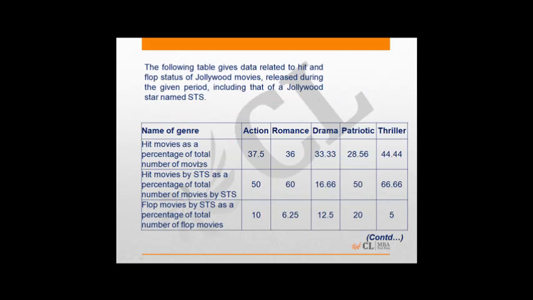Next, hit movies by STS as a percentage of total number of movies by STS. So this data talks about hit movies by STS as a percentage of total movies by him. Now in the action genre he did a total of 50% hit movies. We know that he did 50% hit movies, that means the remaining 50% should be flop. That means this 12 figure should be 50% of the total. That means the remaining 50% should again be 12.